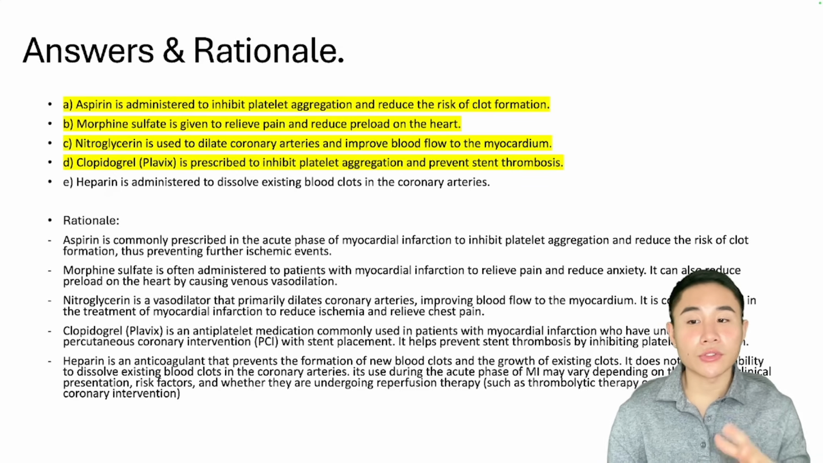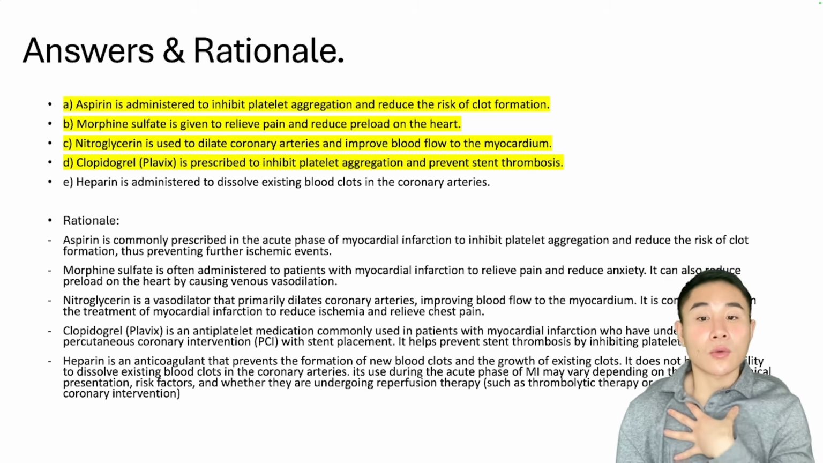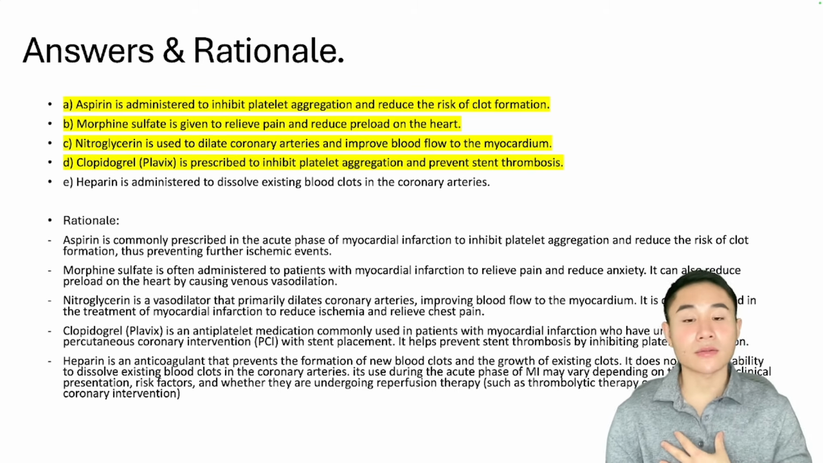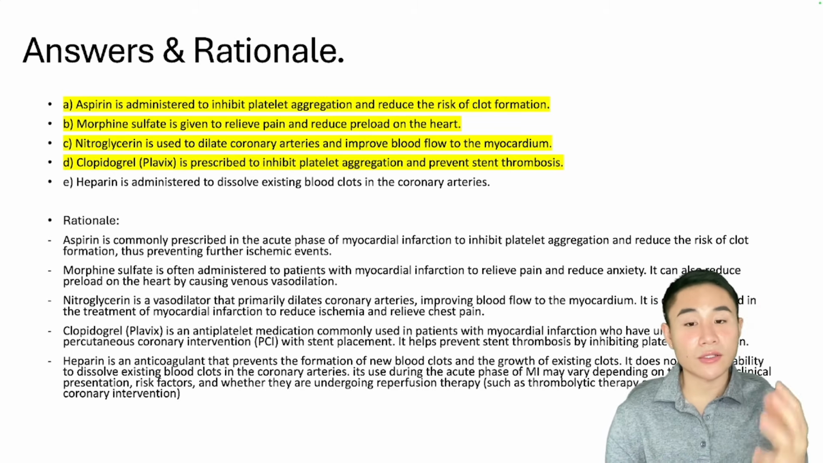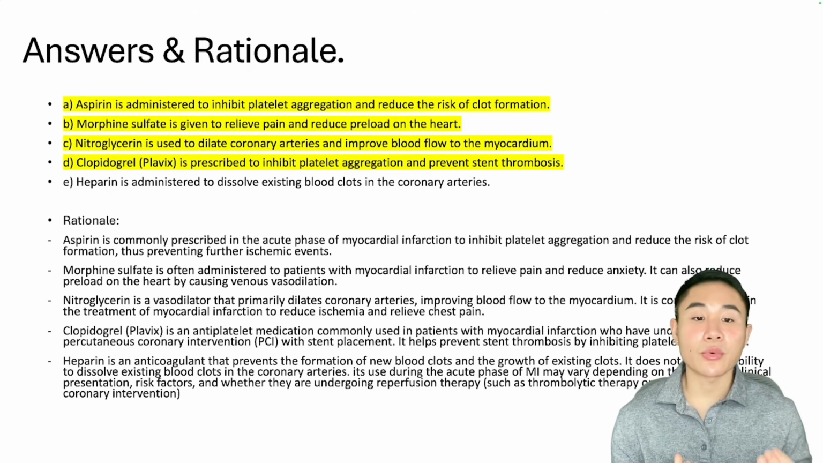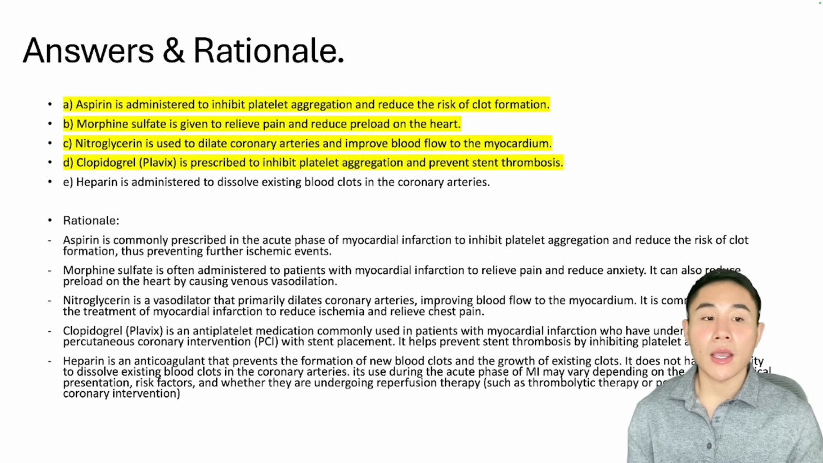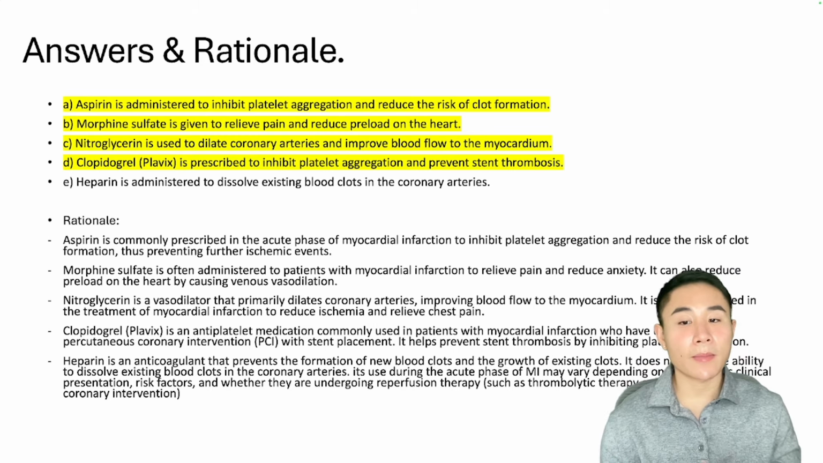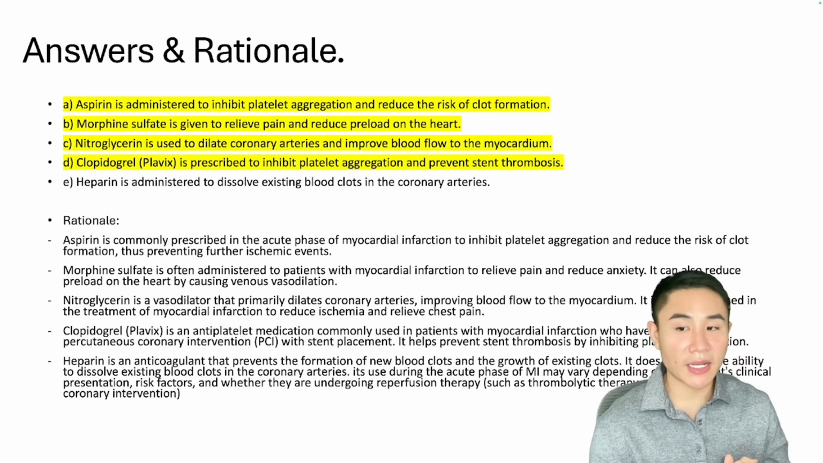Yes, nitroglycerin is a vasodilator that primarily dilates the coronary arteries, meaning the arteries around the heart. Arteries bring blood, perfusing the heart. So these arteries will dilate, more blood will come and perfuse the heart, and therefore improve blood flow to the myocardium. It is commonly used in the treatment of MI to reduce ischemia and relieve chest pain.